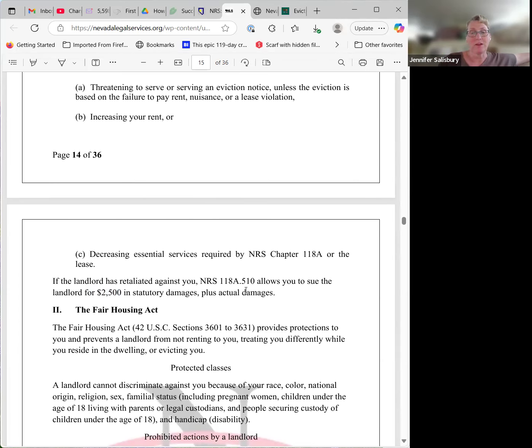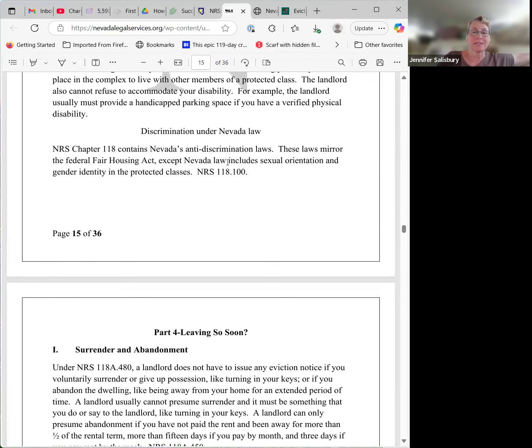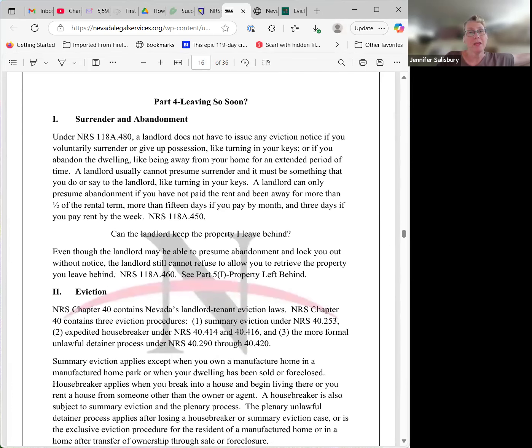Okay. Fair housing goes in here. Now, of course, that's federal, so it talks about protected classes. You can't discriminate in any way as a landlord. It's a nameless person based on the facts that you see. It doesn't matter their characteristics of any kind. You can't do that. And then there are Nevada anti-discrimination laws. The laws mirror the federal Fair Housing Act, except Nevada law includes sexual orientation and gender identity in protected classes as well.